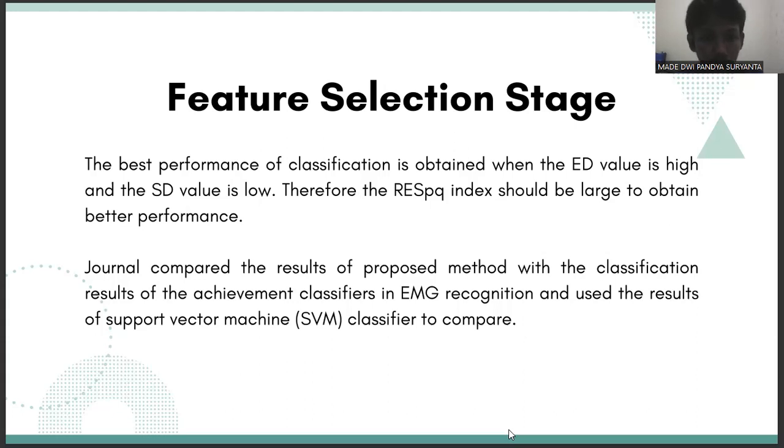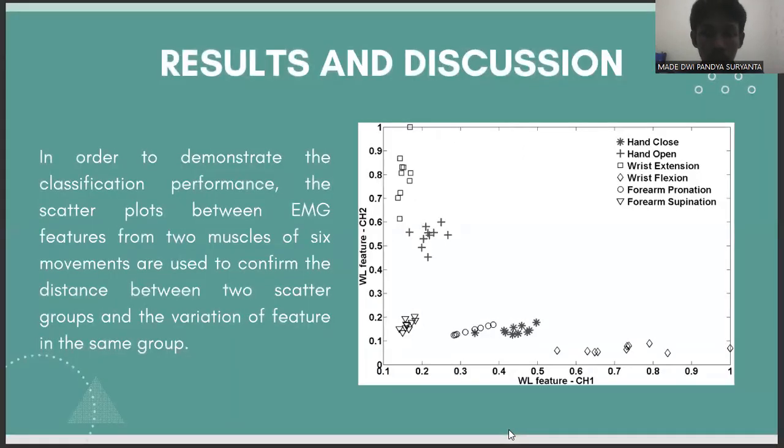We compare the result of the proposed method with the classification result of the state-of-the-art classifier in EMG recognition, and use the result of the support vector machine, or SVM, classifier to compare. Result and discussion. In order to demonstrate the classification performance, the scatter plots between EMG features from two muscles of 6 movements are used to confirm the distance between two scatter groups and the variation of features in the same group.